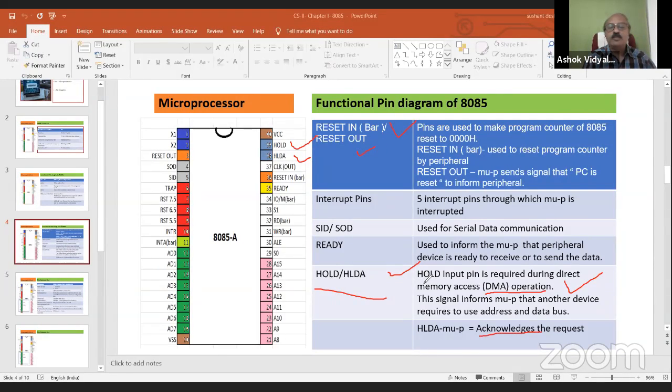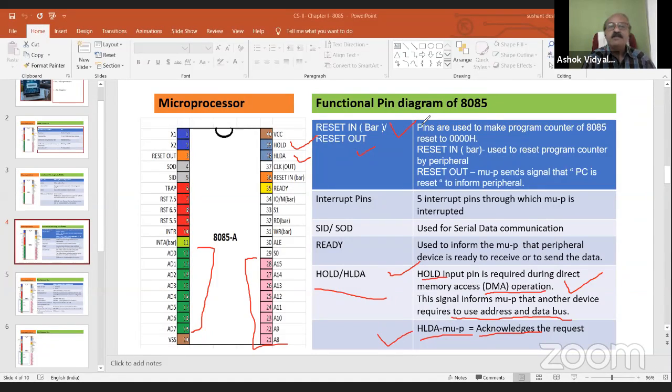Similarly, here HOLD is the signal and HLDA is the acknowledgement. The HOLD signal informs the microprocessor that another device requires to use the address and the data bus. This address and data bus are used by the microprocessor. Now, if some other device wants to use them, then the microprocessor needs to be informed that this peripheral is going to use my memory, that is, the address and data bus. For that, HOLD is used.